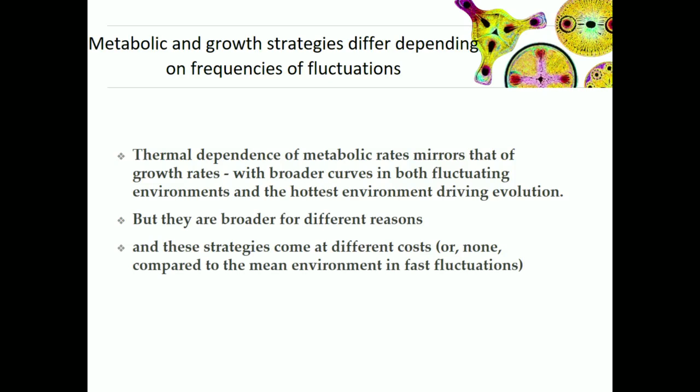So to sum up, our mechanistic underpinning in this case, photosynthesis, matches quite nicely what we see in the growth rates with the broader curves and the hotter, more stressful environment driving evolution, which is actually in line with other studies that have found that if you've got multiple stressors, it's usually the worst stressor that's driving the evolutionary trajectory. Yep, but different for different reasons, and the costs are at least in the short fluctuating environment quite negligible.